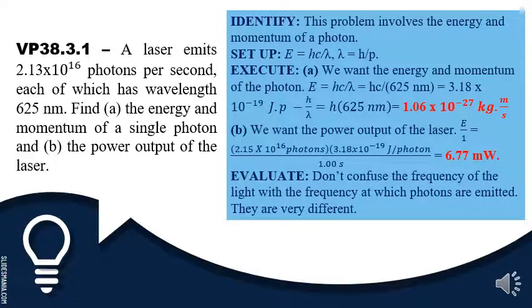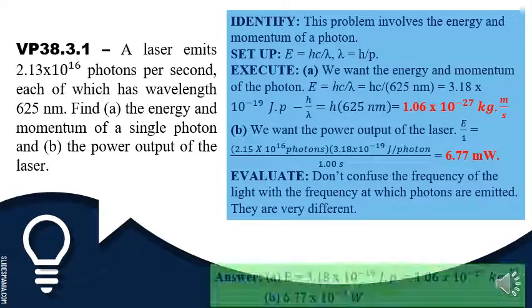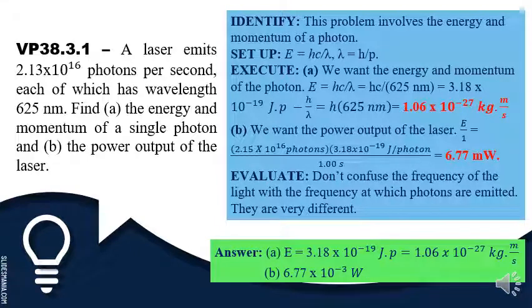In the evaluate part, don't confuse the frequency of the light with the frequency at which photons are emitted. They are very different. So our final answer in letter A is E equal to 3.18 times 10 to the power of negative 19 joules. P equals 1.06 times 10 to the power of negative 27 kilogram meter per second. And in letter B, 6.67 times 10 to the power of negative 3 W.